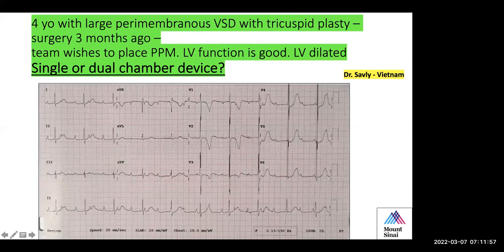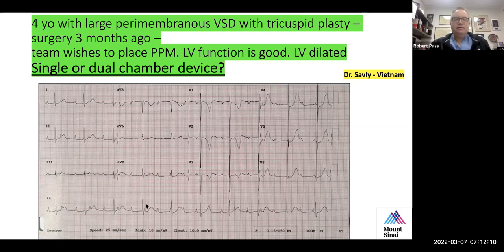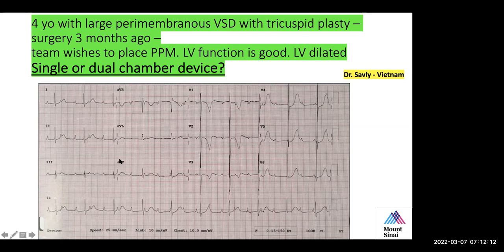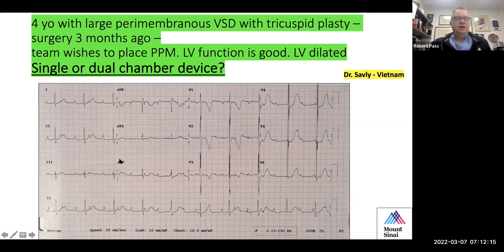Good morning. So the P axis is positive in lead 1. It's also positive in aVF. It looks like a sinus rhythm. Agree with that. It's sinus. And what else can you tell me about the rhythm, though?